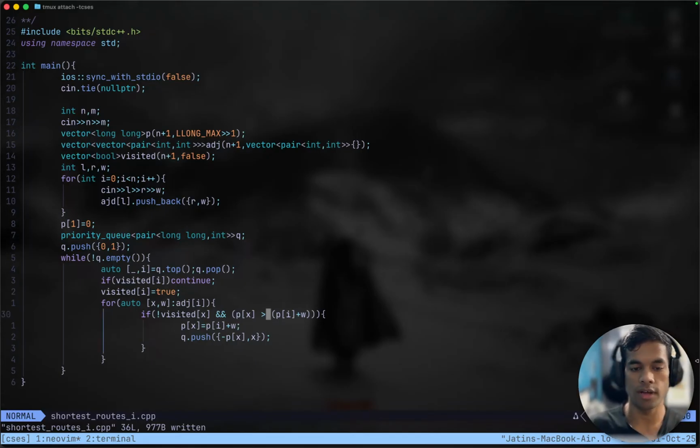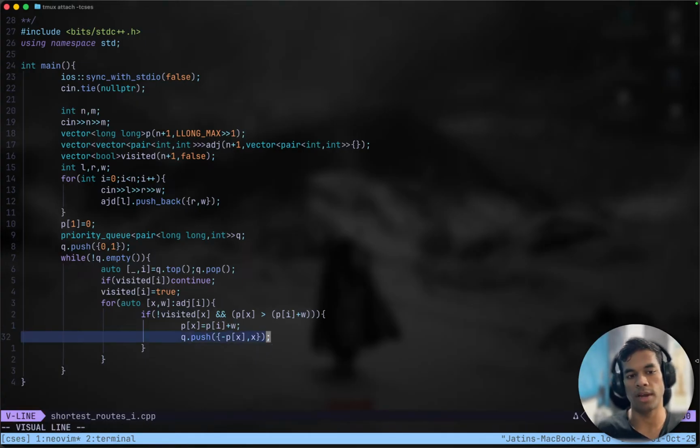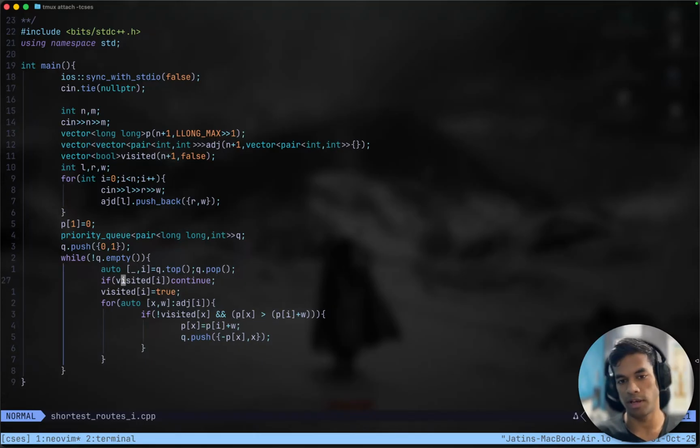Yes, if not visited and P[x] is greater than P[i] plus W, then we go into the loop and we update the distance, and also we do q.push. Yeah, we push this into q. We might want to go to this place at some point, and it might be the case that the current node that we are trying to process has already been visited. Yep, and in that case, we will continue.